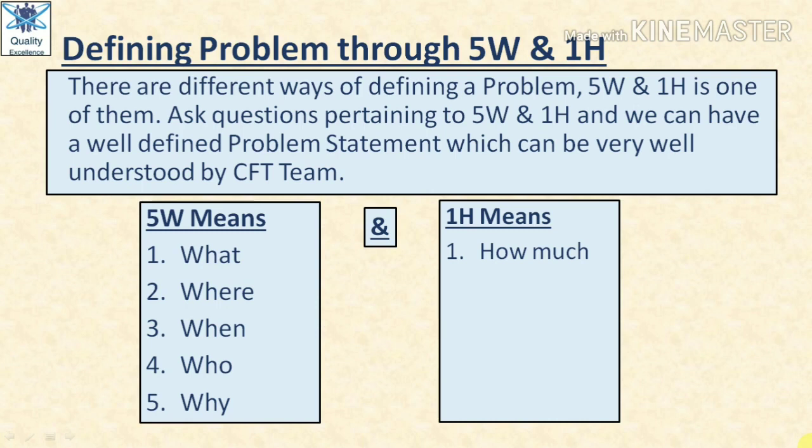Defining a problem through 5W and 1H. There are different ways of defining a problem. 5W and 1H is one of them. Here we need to ask questions pertaining to 5W and 1H, and then we can have a well-defined problem statement which will be easily understandable to the CFT team or the persons involved in the problem solving. 5W means what, where, when, who, why, and 1H means how much. Here we are quantifying the things.